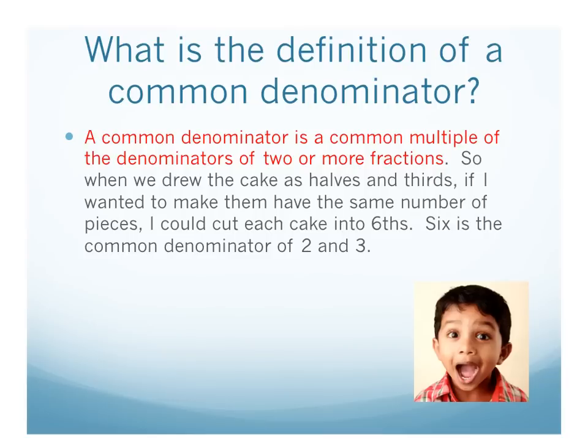Now on your notes, you're going to be looking at what a common denominator is. A common denominator is a common multiple of the denominators of 2 or more fractions. So I want you to think back. When I drew the cake as halves and thirds, I checked out those multiples in order to be able to find that 6 was a common multiple and therefore could be a common denominator of 2 and 3.